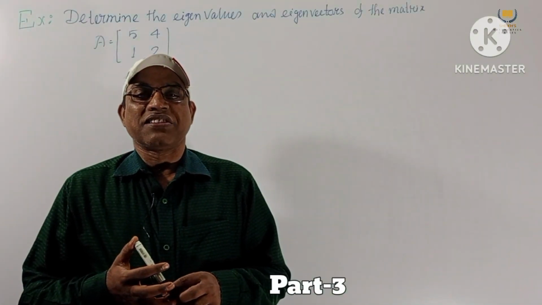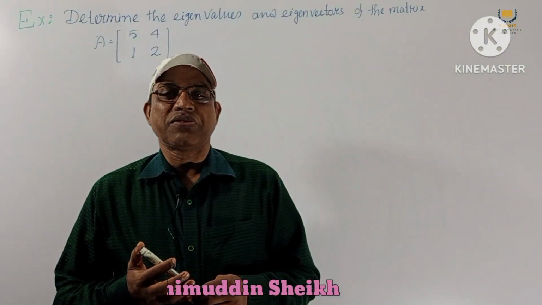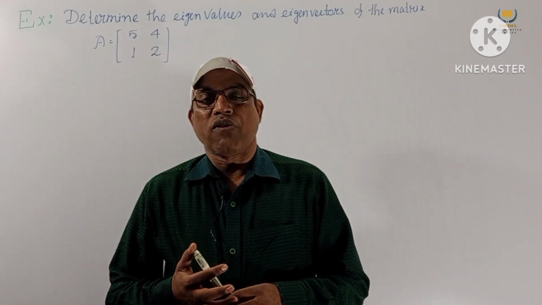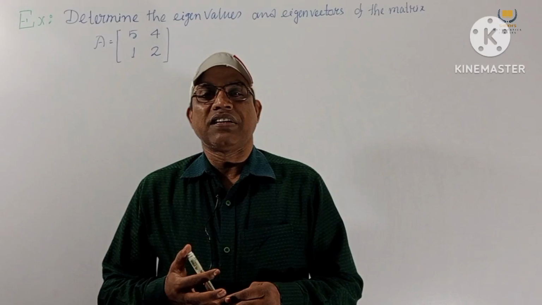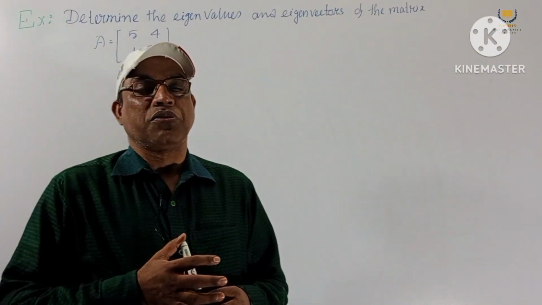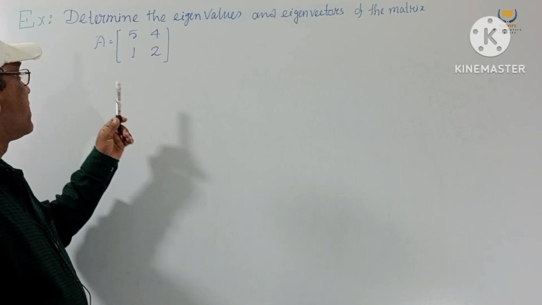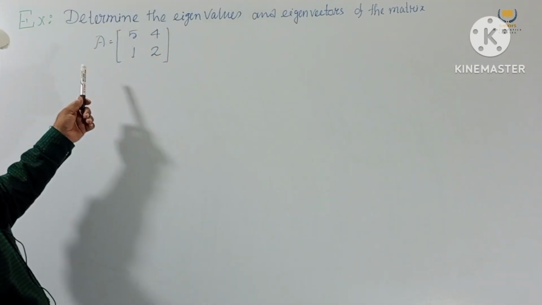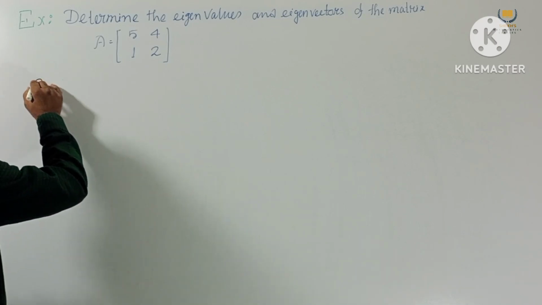So our main discussion is eigenvalues and eigenvectors. In the last two videos, only eigenvalues were given: how to find eigenvalues, and eigenvectors not given. Now today we start eigenvalues and eigenvectors both. So first we consider a 2 by 2 matrix. Determine the eigenvalues and eigenvectors of the matrix A equal to 5, 4, 1, 2. So solution starts.